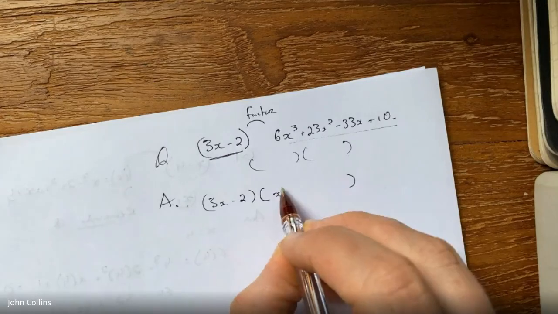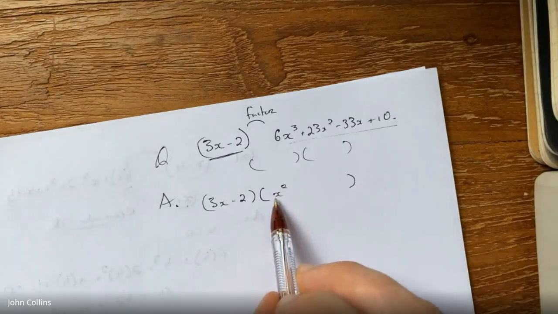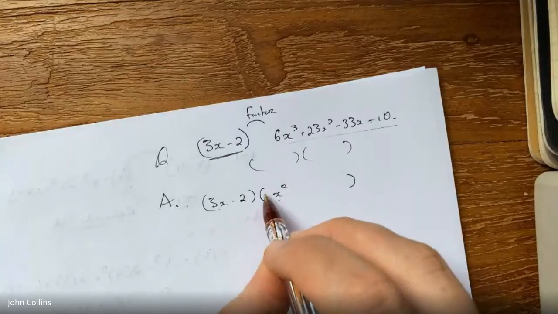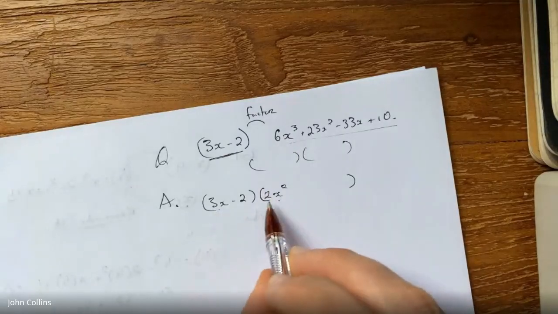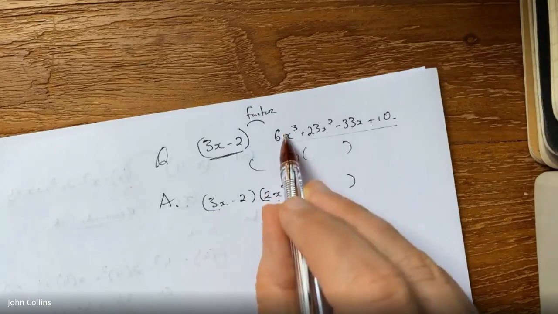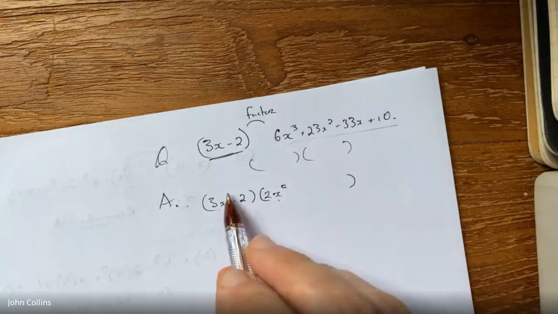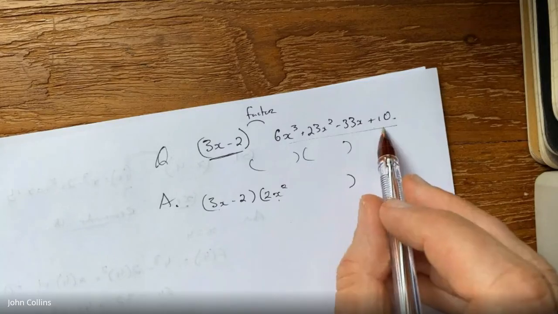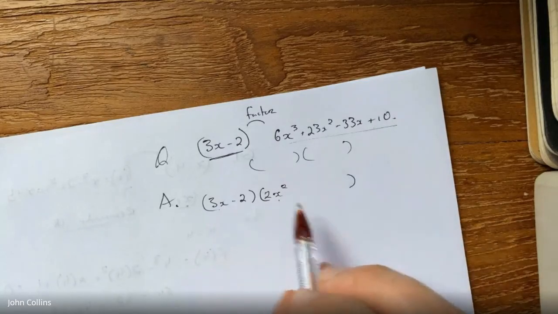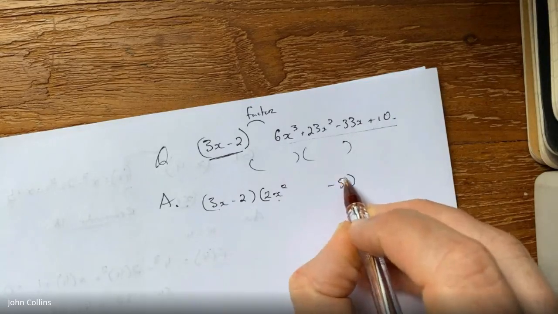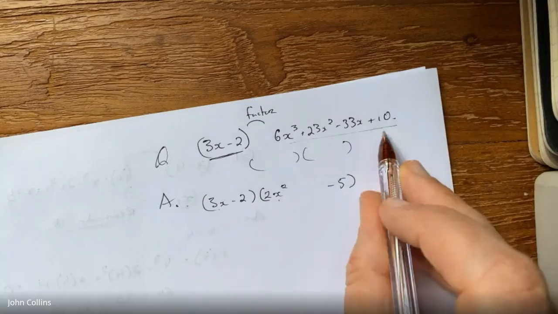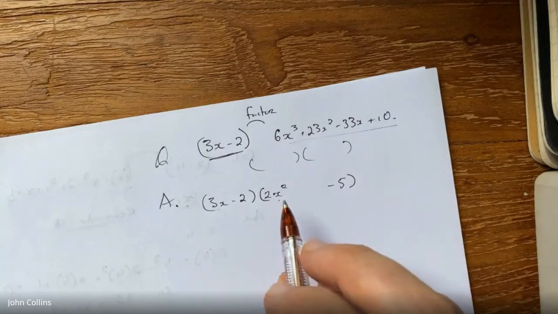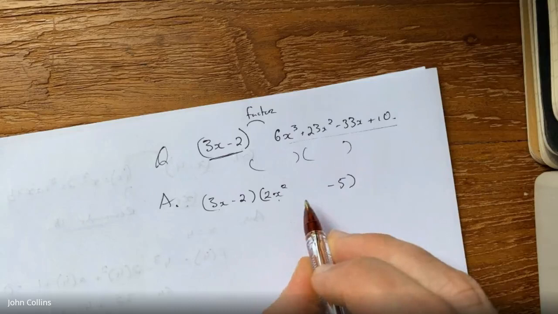Well, it's not going to be x squared, because 3x times this has to give that first term. So it's actually going to be 2x squared, because 3x times 2x squared gives 6x cubed for the first term. I'm going to do the exact same thing to find the last term. Plus 10 is made from minus 2 times what? Well, it'd have to be minus 5 for the last term. Minus 2 times minus 5 gives that plus 10. So I'm setting up, just needing to find this middle term.